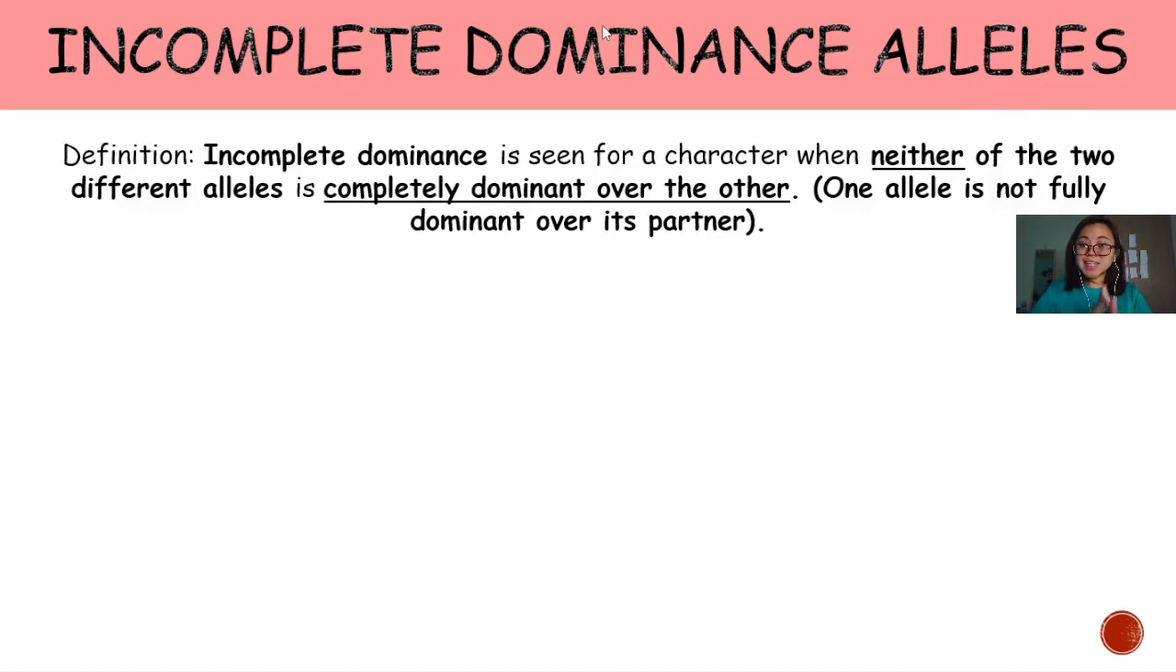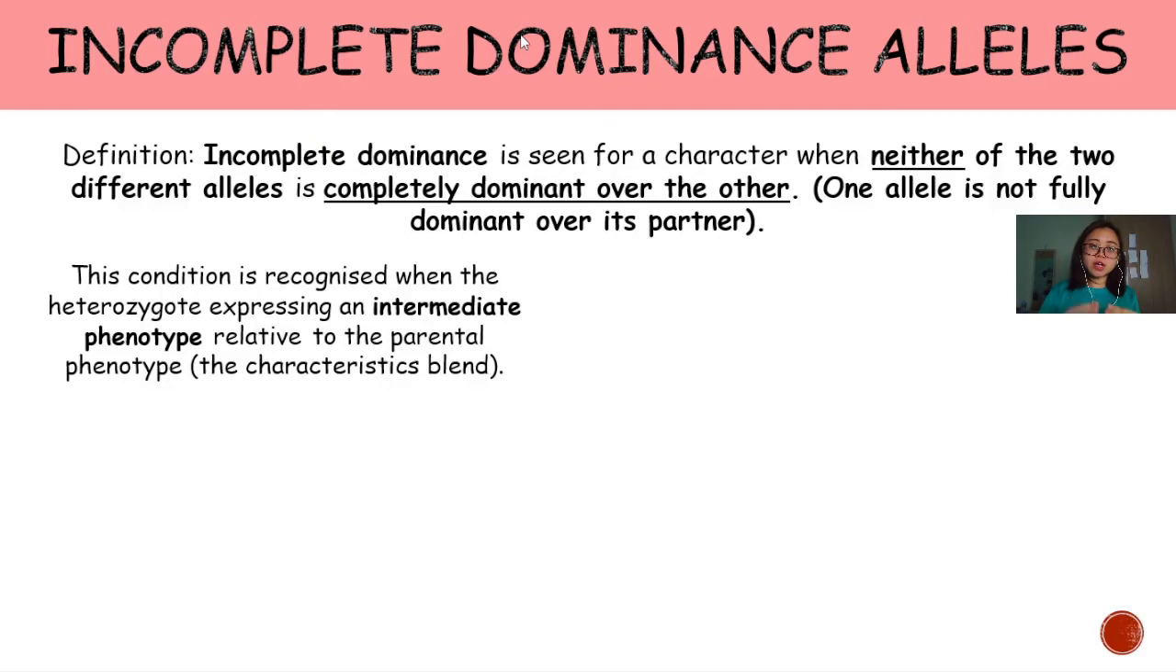Incomplete dominance is seen for a character when neither of the two different alleles is completely dominant over the other. One allele is not fully dominant over its partner. So ini pun ada dua allele, tapi dia incompletely dominant. Dia tidak akan mengaku kalah, dia tidak akan menindas, dia akan bekerja sama, dia akan bercampur.